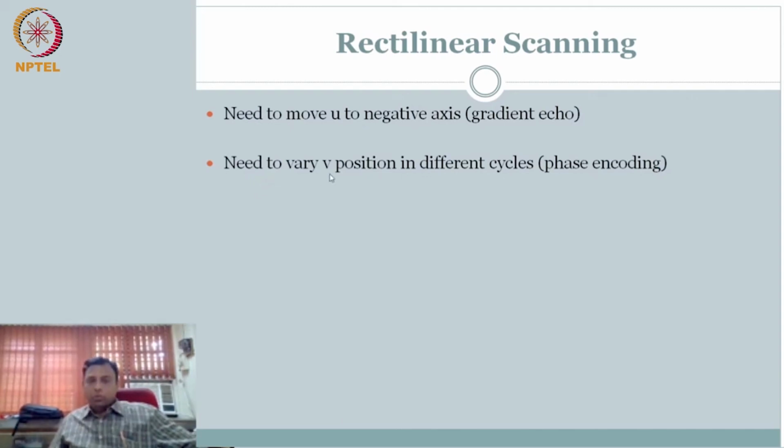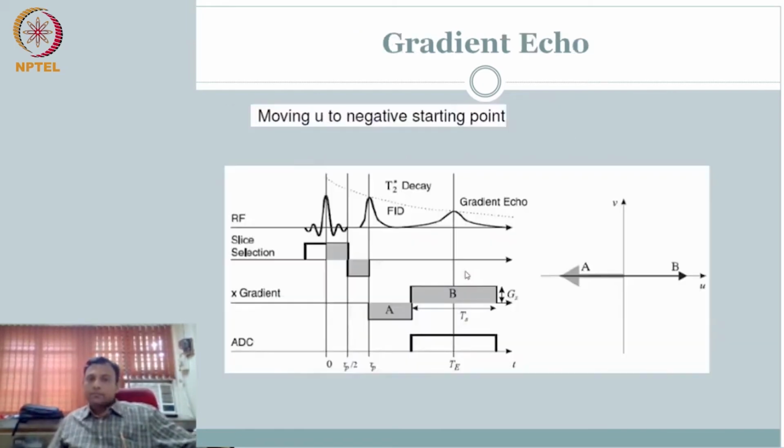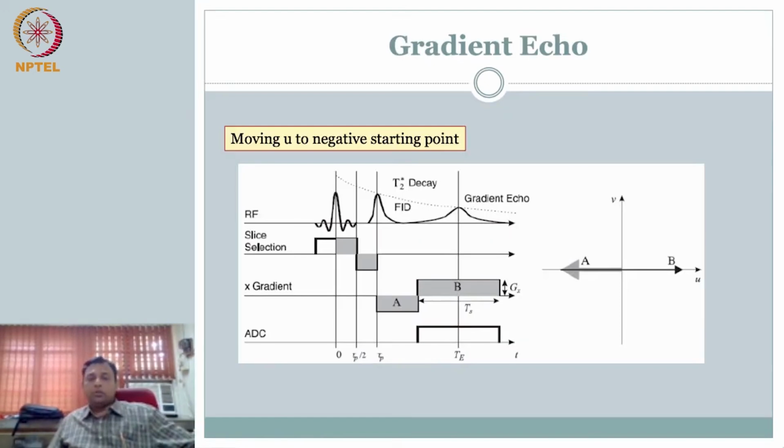Likewise, we need to move along the V position, right? There we will call it what is called phase encoding. Okay. So let's start to understand how you do gradient echo, or how you move the starting point to the negative U axis.